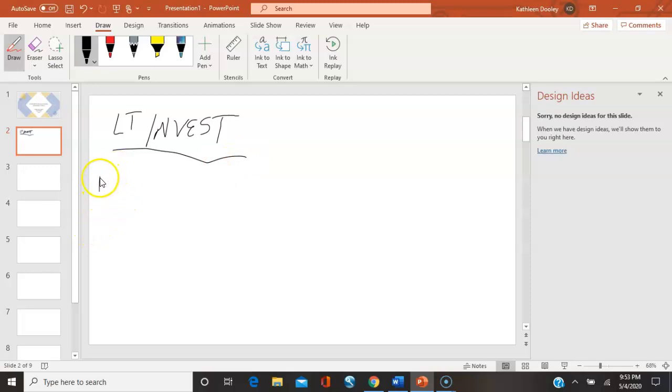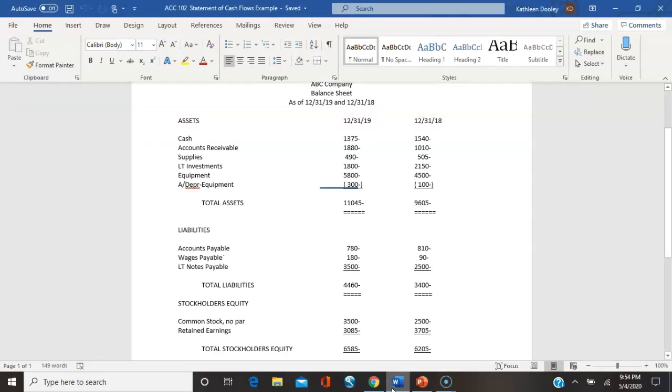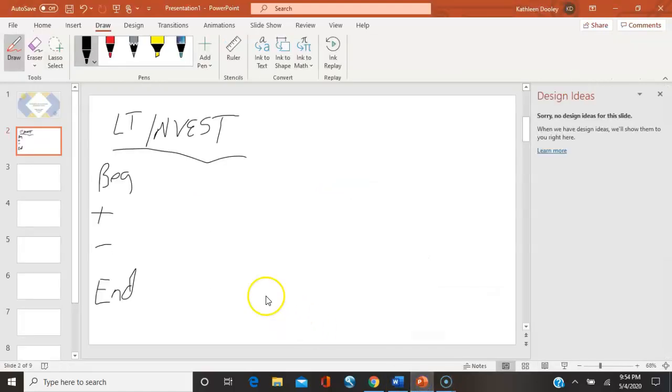In all of our tables, we have a beginning, we need what makes it go up, what makes it go down, and then an ending. We said our beginning is 2150 and our ending is 1800. So we've got our beginning and our ending in there.